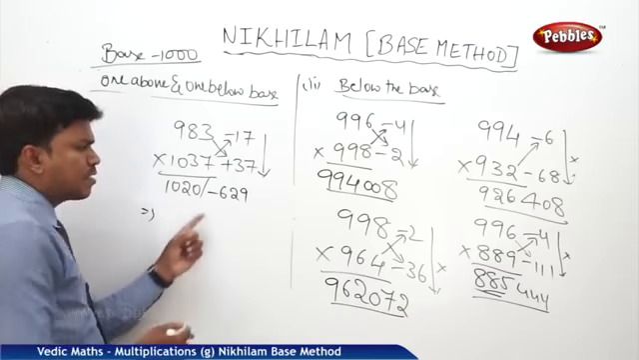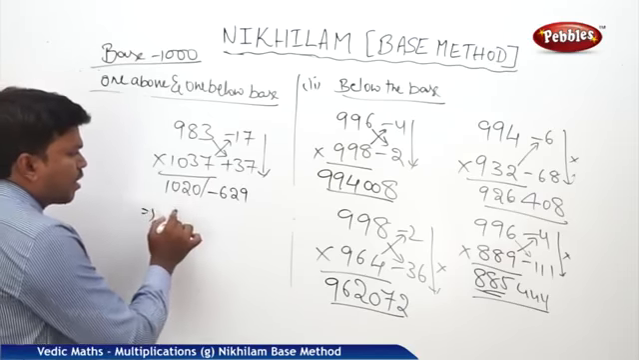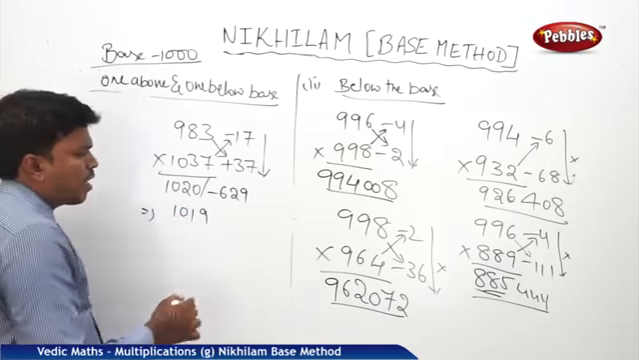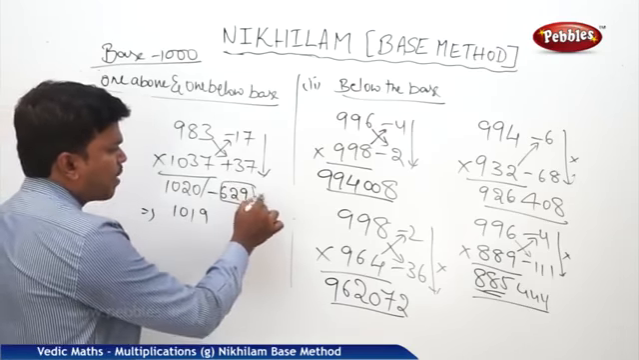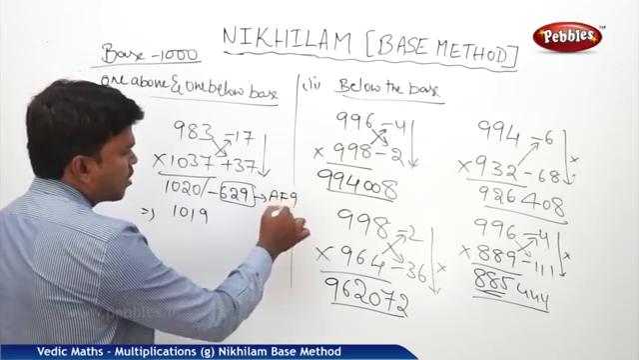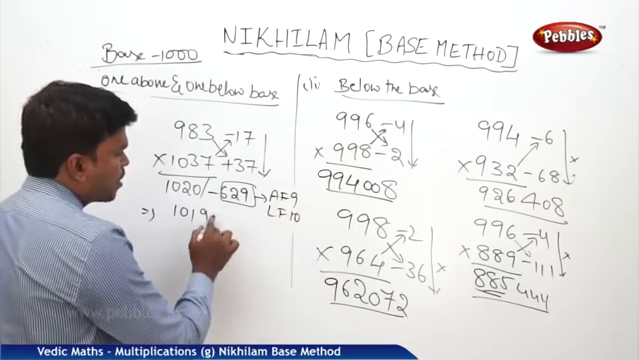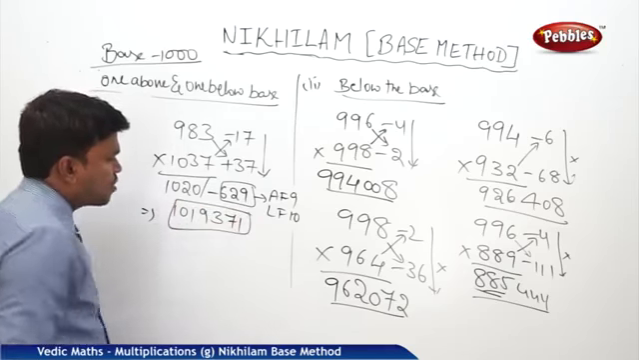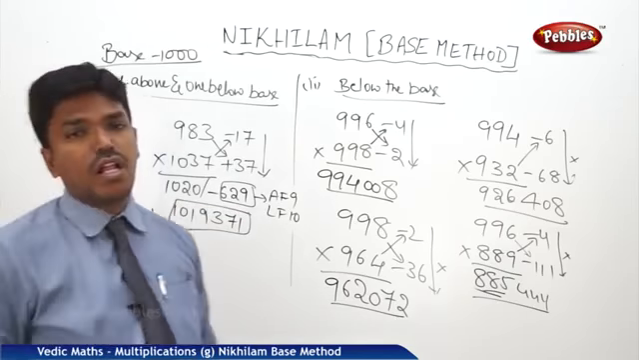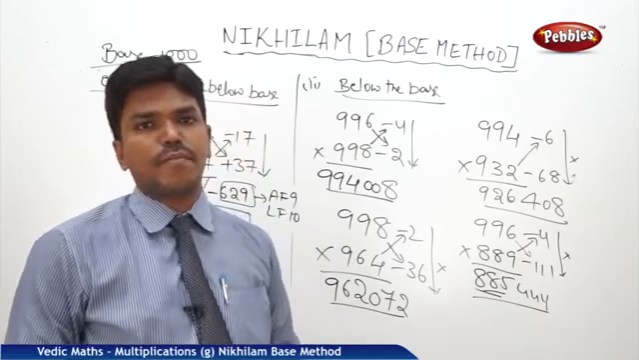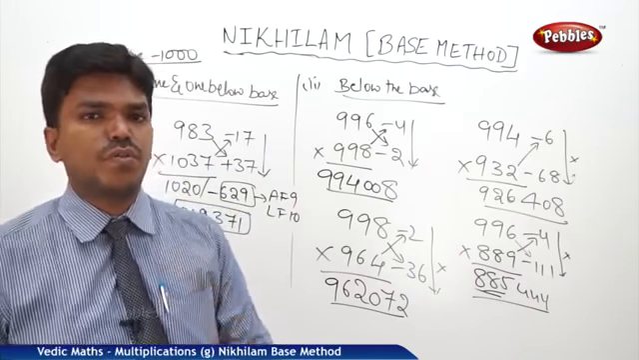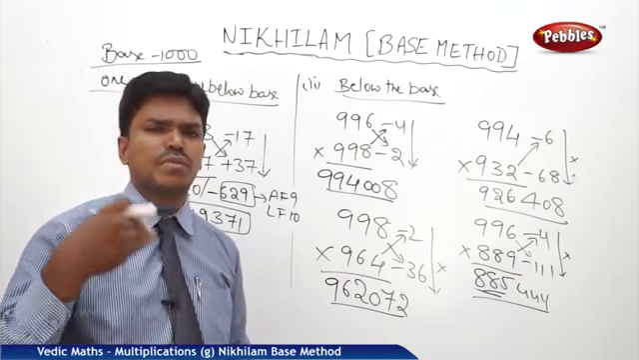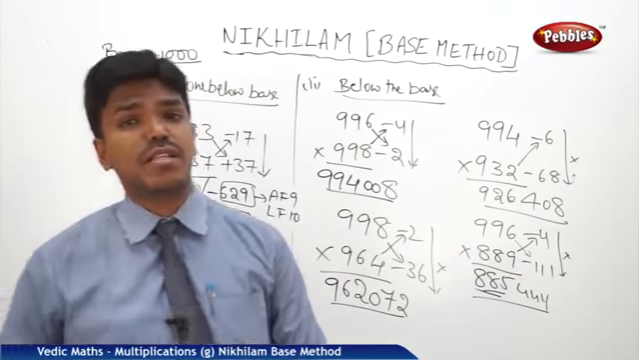How to balance this one? Since there is a negative one, negative in the balance, the left side part should be reduced by 1, and for the right side part you have to apply all from 9 last from 10. How much will you get? 371. So my answer is 1019371. Like this you can calculate the numbers which are closer to base 1000, even one above the base or one below the base, both the numbers above the base or both the numbers below the base.